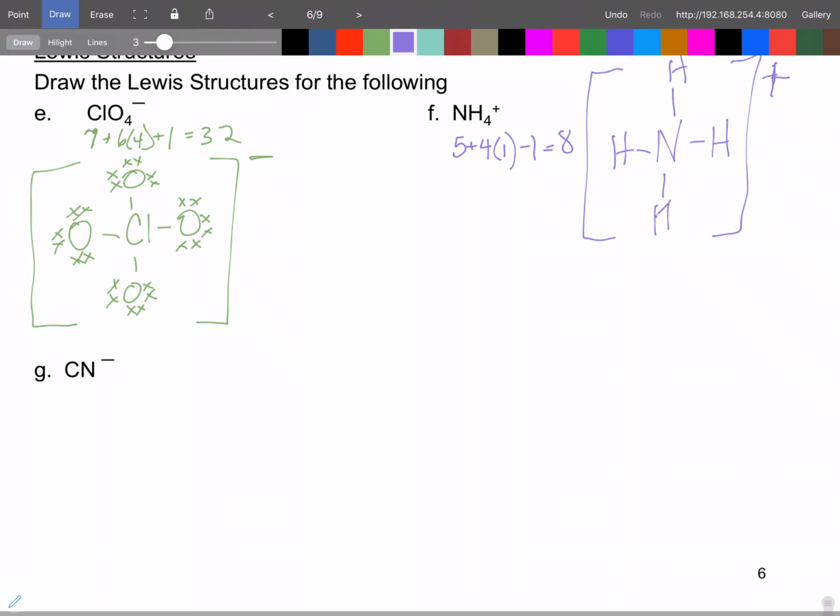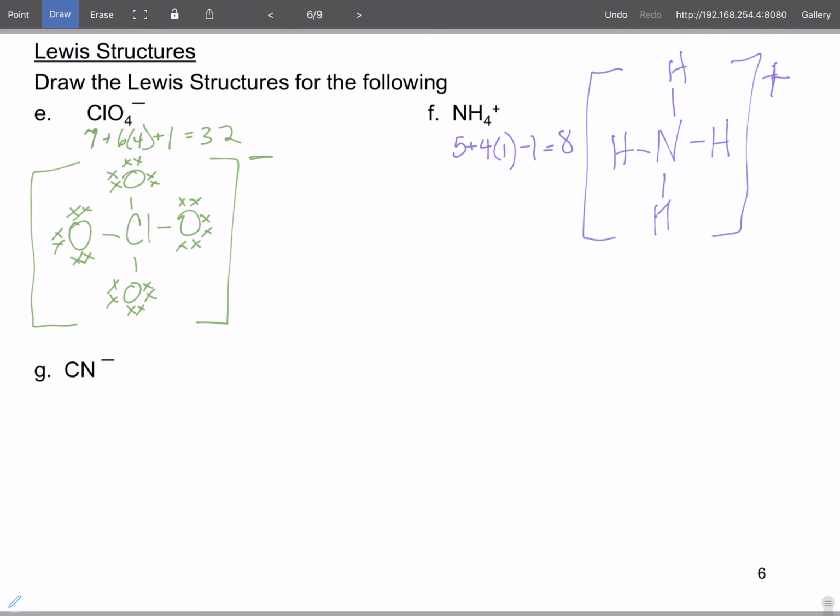All right, we're going to do one more here. We have 4 plus 5 plus 1. So that would be 10. So we have carbon, nitrogen. Okay, first one listed is carbon, so that's the central atom. So we have 2, 4, 6, 8. We fill the outermost of the attached. Anything that's left over goes on the carbon.